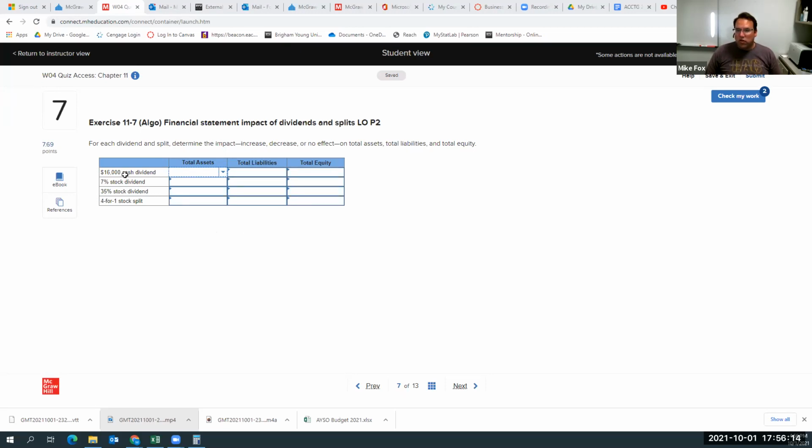So the first one is a $16,000 cash dividend. Recognize that a dividend is cash that's paid out of retained earnings to the shareholders. That's what a cash dividend is. So cash is an asset, and it's going to go down. So we're going to say our total assets decrease. Liabilities are debts. There's no debt involved here. We're not borrowing or lending money to anyone. So there'll be no effect on the liabilities.